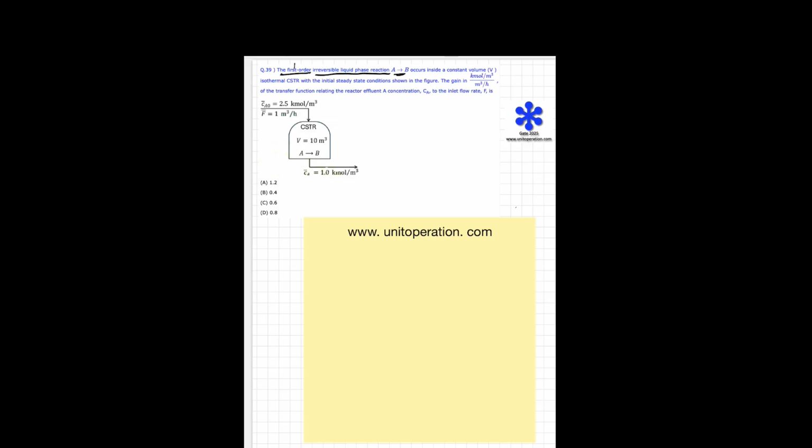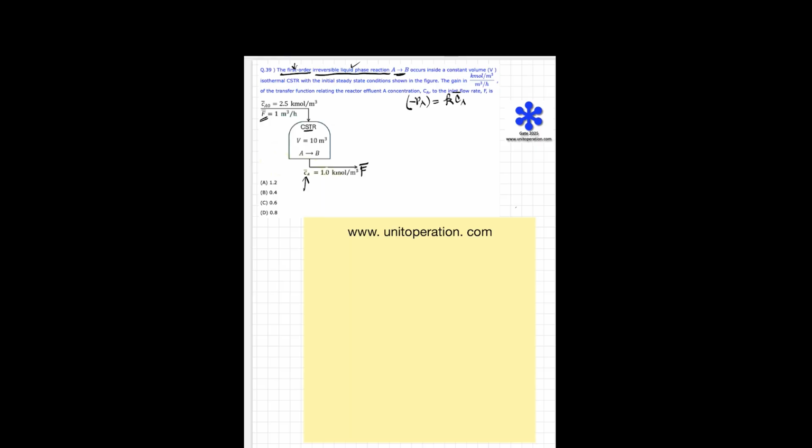The first order means the rate of reaction, minus r_A, would be equal to k C̄_A. C̄_A is the concentration of A in the effluent liquid from the CSTR, and it is an irreversible, liquid phase reaction. Therefore, this F̄ should be equal to this F̄ here. There's no volume change.